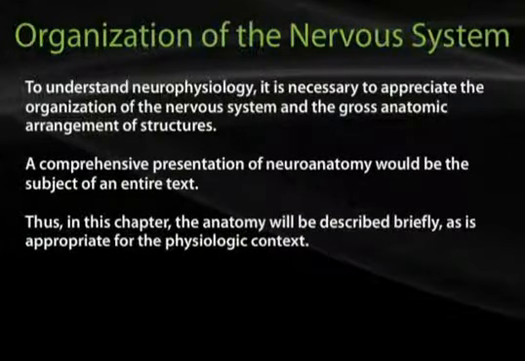To understand neurophysiology, it is necessary to appreciate the organization of the nervous system and the gross anatomic arrangement of structures. A comprehensive presentation of neuroanatomy would be the subject of an entire text. Thus, in this chapter, the anatomy will be described briefly, as is appropriate for the physiologic context.